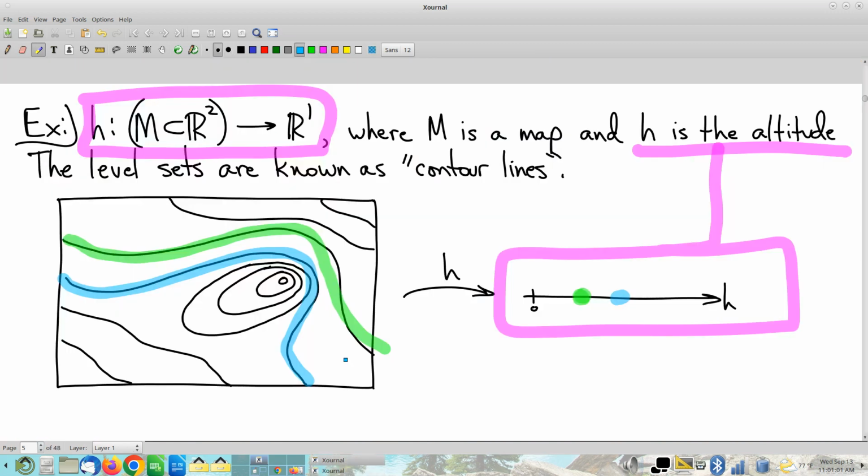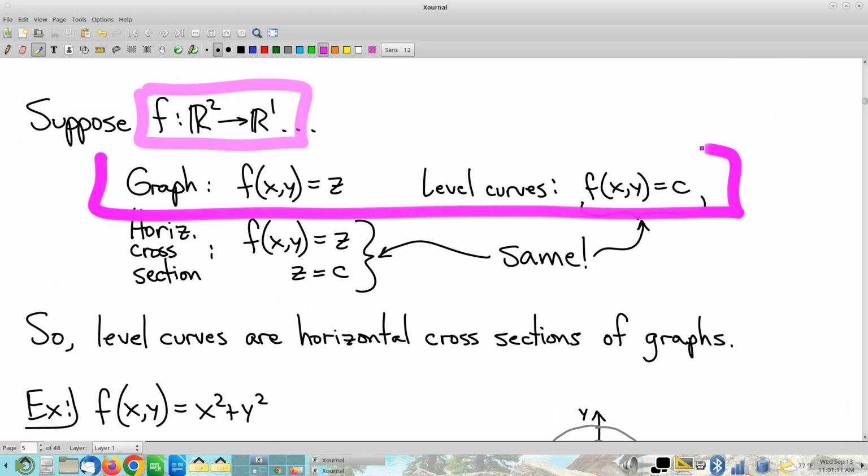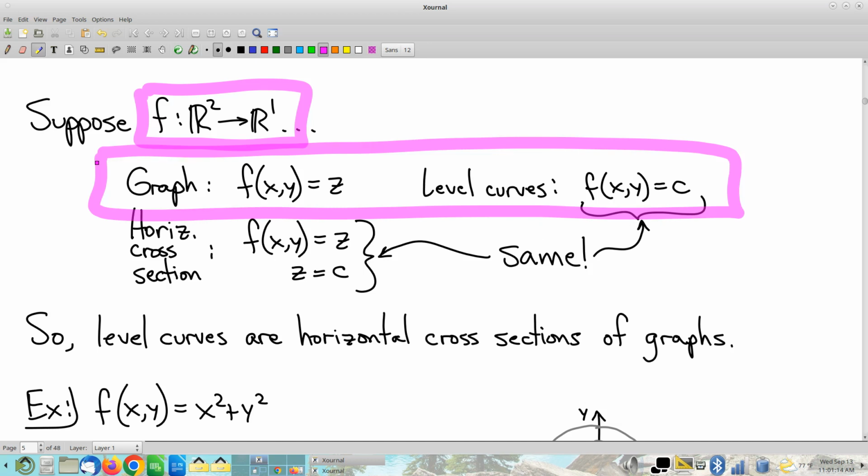Moving along. Reminder, for a given function, we've talked about two different ways to draw pictures of that function. Let's stick to two variables here, just so we can draw some pictures. We have the graph construction, where, reminder, you set the output values equal to z. We have the level set construction that we just talked about, where you set the output values equal to some constant.